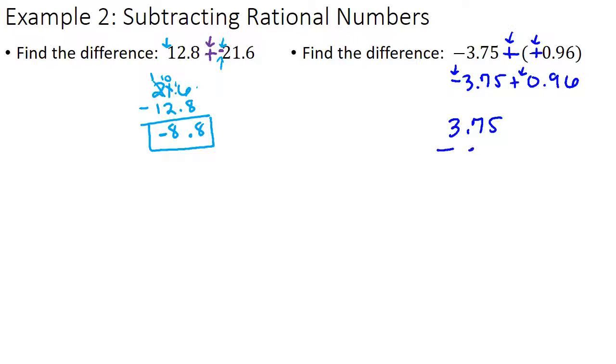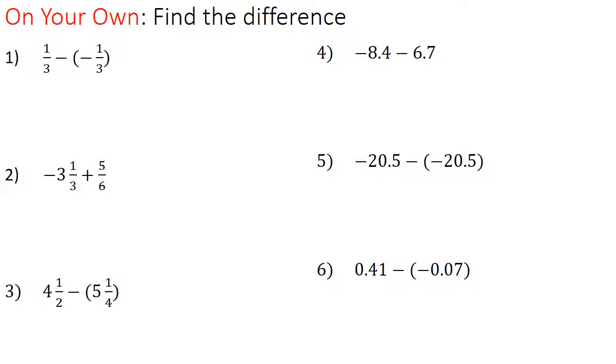So 3.75 minus 0.96. 5 can't take away 6. We're going to borrow. This is going to become 6. 15 minus 6 is going to be 9. 6 can't take away 9, so we're going to borrow here, and this is going to be 2. And 16 minus 9 is going to be 7. So I end up with 0.79, and 2 minus 0 is 2. So I end up with 2.79. Now I just need to determine my sign, whether it's positive or negative. I come up here and I see that the bigger number was negative, so my answer has to be negative 2.79. Okay, so go ahead and try these on your own.